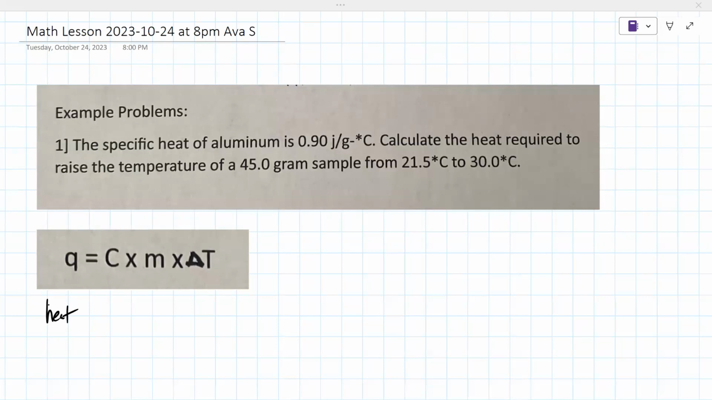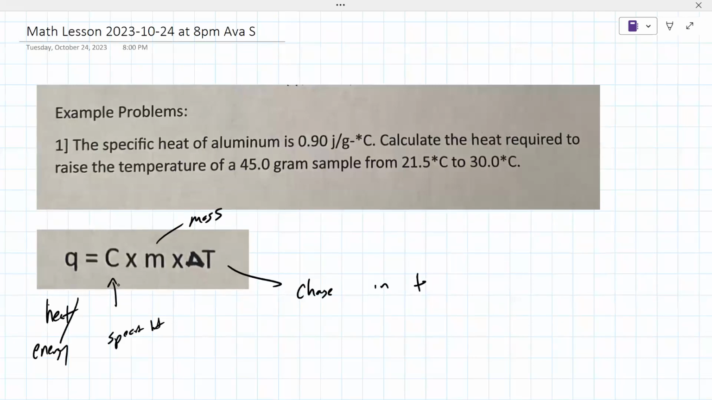So Q is the heat. C is the specific heat. Sometimes Q is heat or energy, you'll see that as well. M is the mass, and delta T is the change in temperature. Usually it's T final minus T initial. So you actually have all those quantities here.